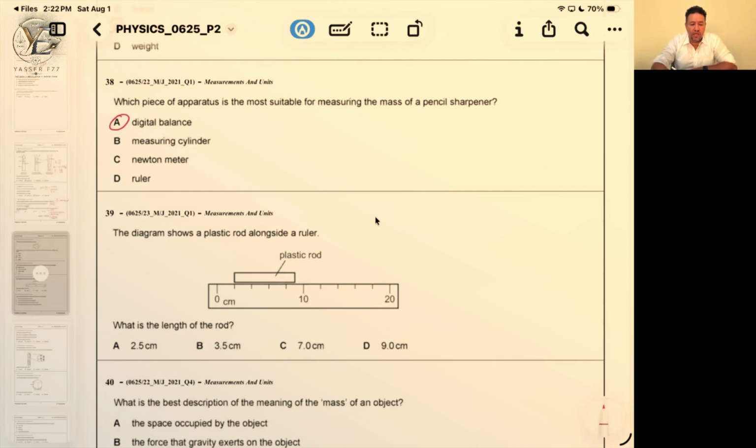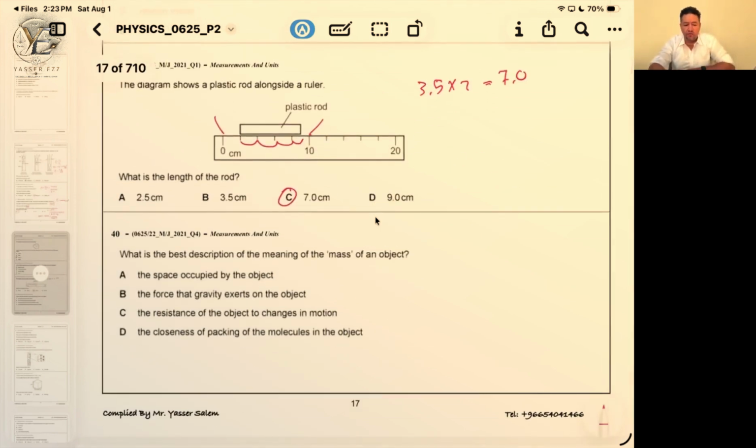The diagram shows a plastic rod alongside a ruler. We have 0, we have 10, we have 20, and we have divisions. The difference between 0 and 10 is 10, and we have 5 divisions, so each division length is 2 centimeters. What is the length of the plastic rod? 1, 2, 3 and a half. So 3.5 times 2 will give us 7.0. So the length of the rod is 7.0. Question number 40.